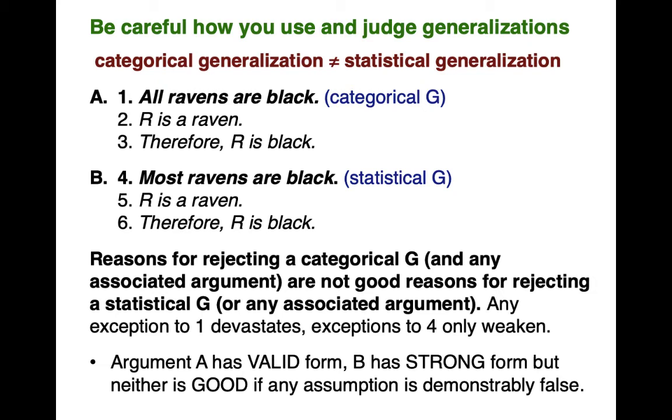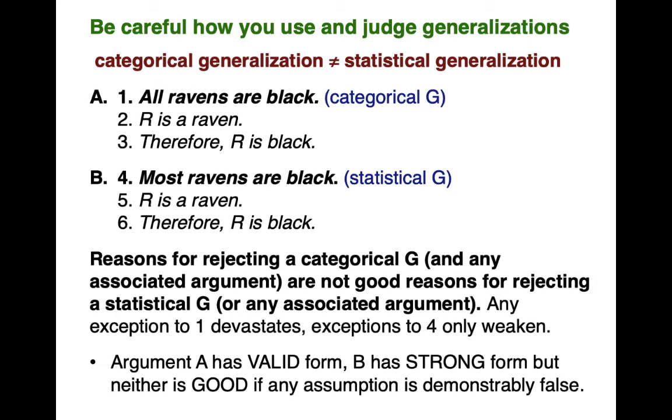"All ravens are black" would be shown false as soon as we had a non-black raven. However, the claim "most ravens are black" would not be shown false just because we have 1, 2, 3, 4, 5, 6, 7 non-black ravens. Any exception to claim 1, all ravens are black, devastates it, shows it's false. Exceptions to claim 4 weaken it, yes. You might lose the "most" as soon as you drop below, say, whatever your number is, 65, 70%.